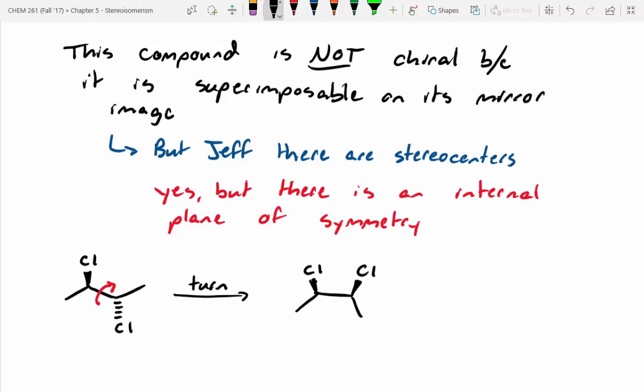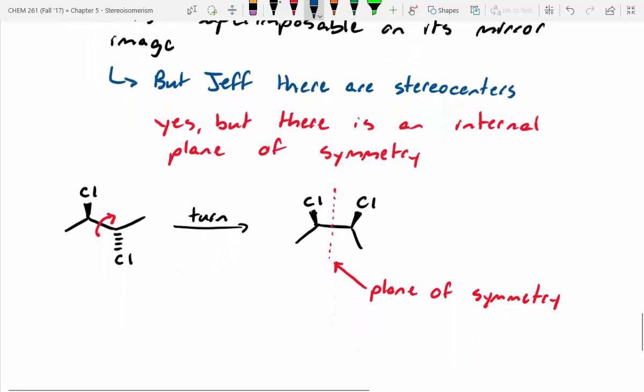This still has that same RS stereochemistry, right? We haven't changed the stereochemistry at all. But if you notice, this now has a plane of symmetry. This is a unique special case of organic compounds known as meso compounds. So let's make a note of what a meso compound is.